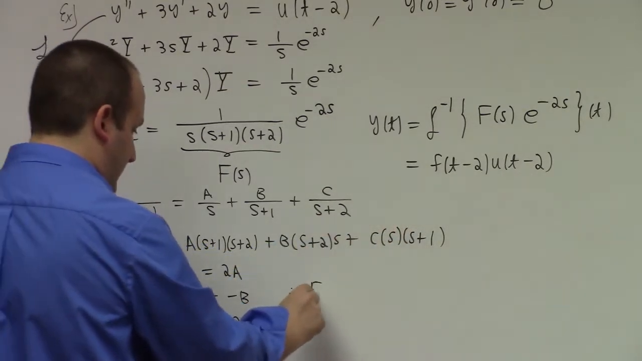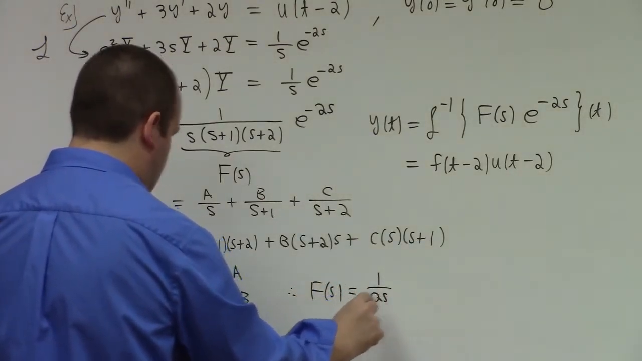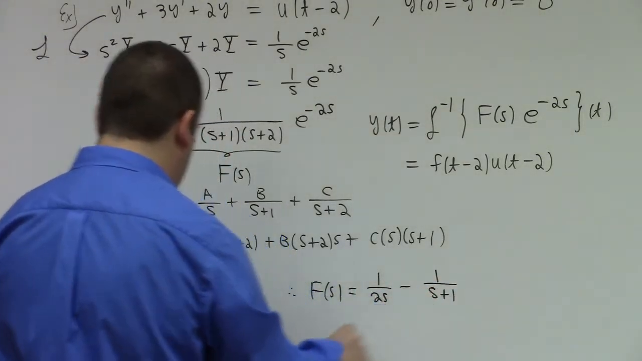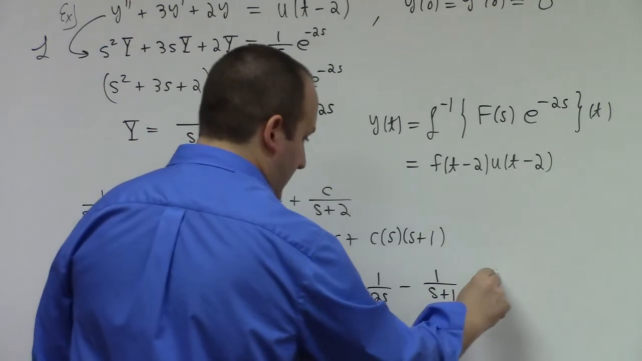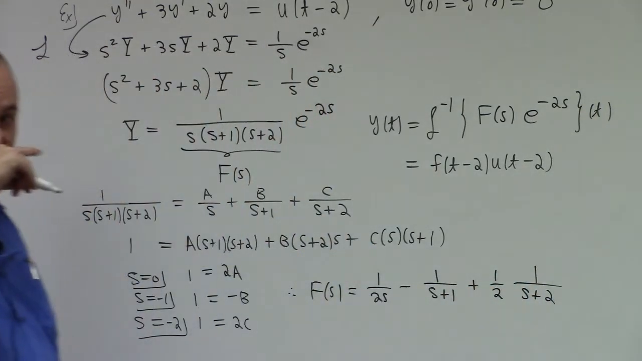So therefore, f of s is 1 over 2s minus 1 over s plus 1 plus 1 half, 1 over s plus 2. Are you getting this, Belu?